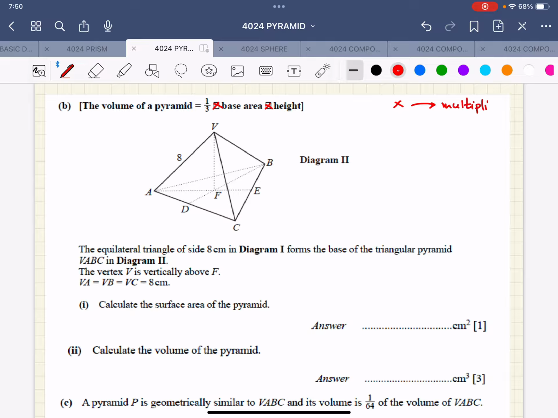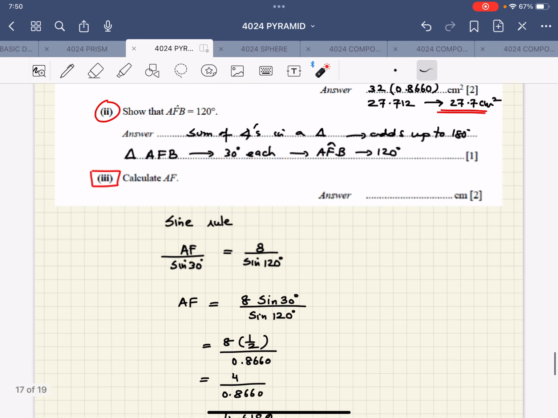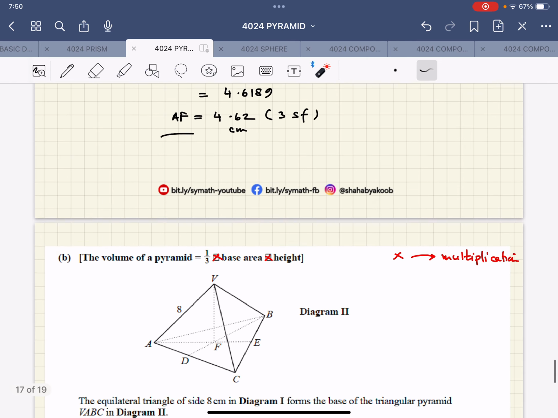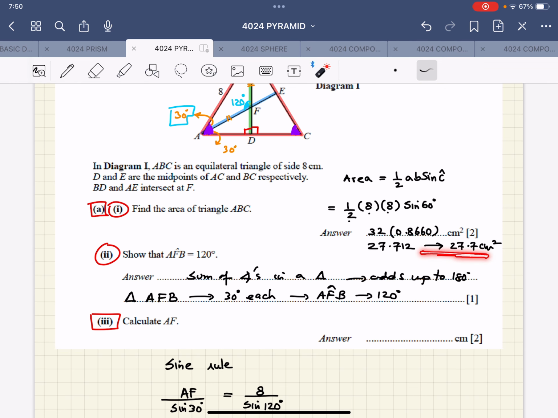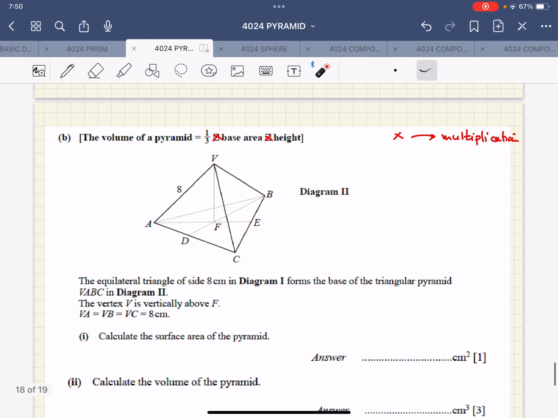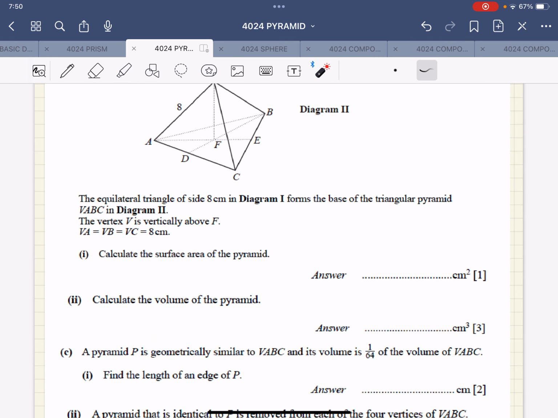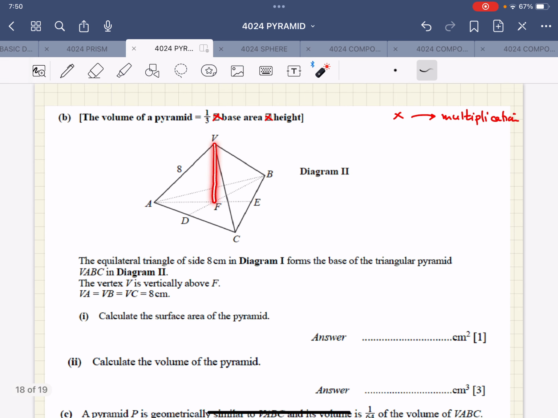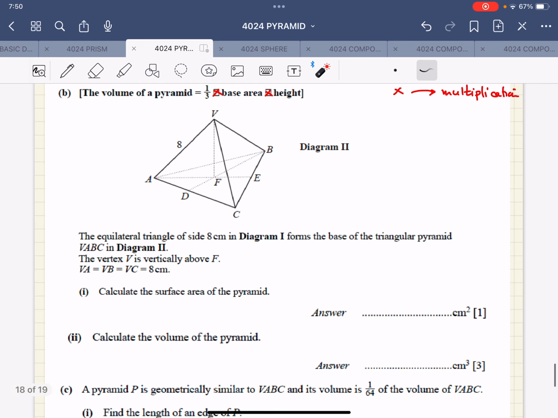Now it says the equilateral triangle of side 8 centimeter in diagram 1 forms the base of the triangular pyramid. So this one over here, that's the base. We already have the area. We have AF also. And then it says the vertex V is vertically above F. So V is vertically above F right over here. Now it says the other dimensions are given. This is 8. AF is known. We just calculated it. Calculate the surface area of the pyramid.